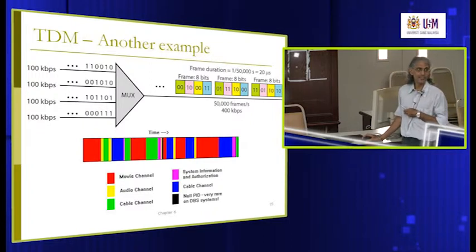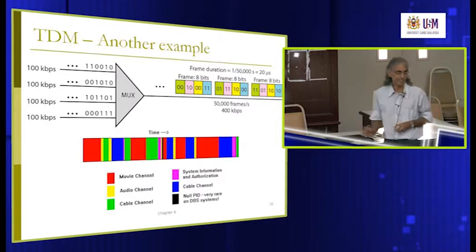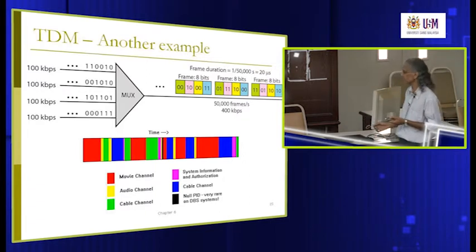Right, so we can combine the time slices. This basically says the time slice is divided according to different needs. So for movie channel data coming in, we can take so much data and send that, followed by audio channel, cable channel, and so on. Each channel or each user will be given different time slices, depending on needs.